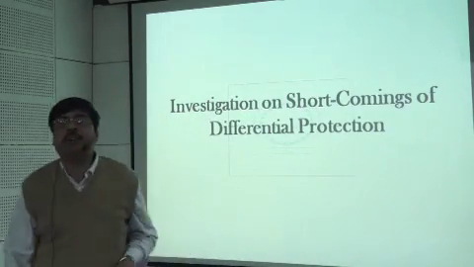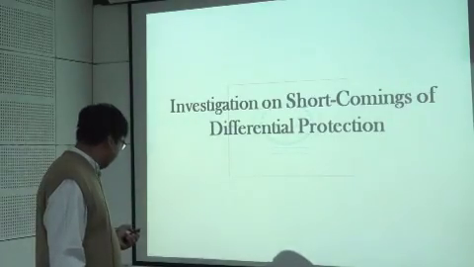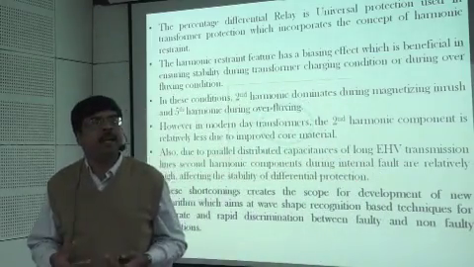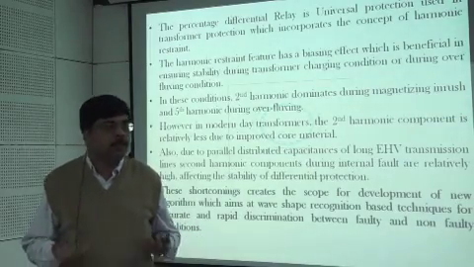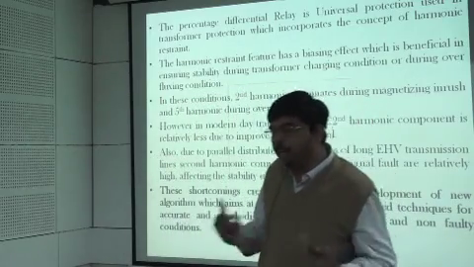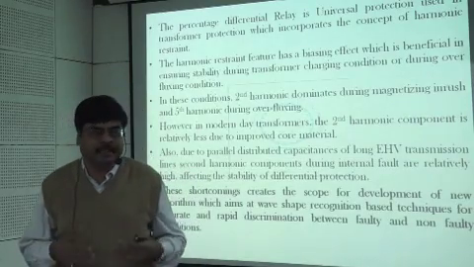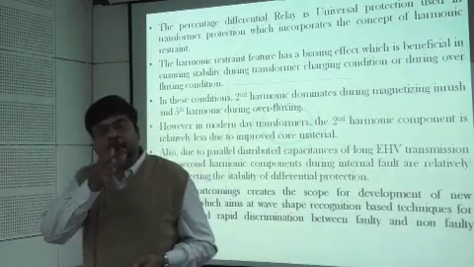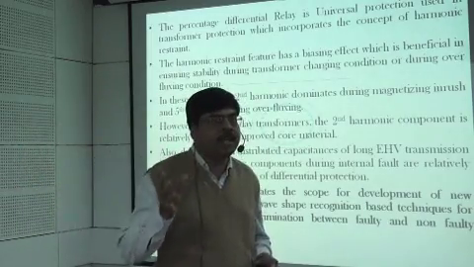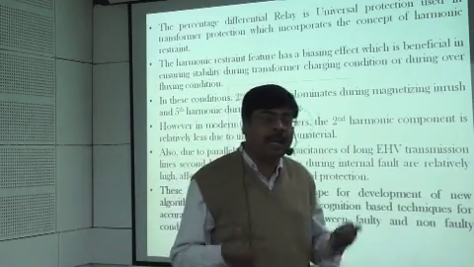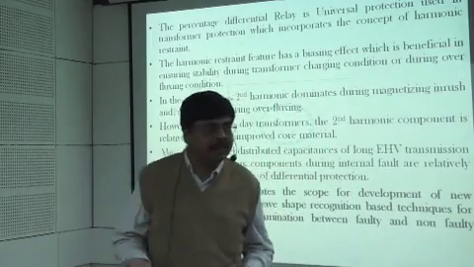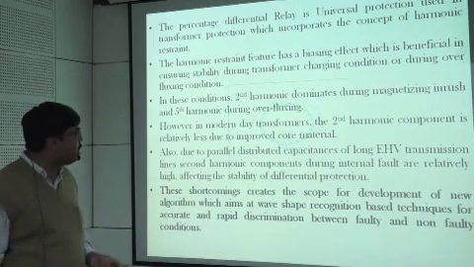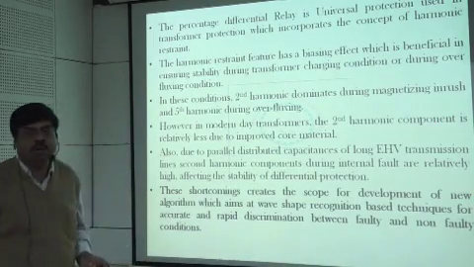Then investigations on shortcomings of differential protection. Conventionally, the percentage bias differential relay with harmonic restraint feature is used for identifying abnormal conditions like inrush and overfluxing. But in new power transformers with new core material, in view to reduce core losses, the amount of second harmonics is less. Also during fault condition when CT saturates, or when an EHVAC line is terminated by a transformer, due to the capacitance of long EHVAC lines, the amount of second harmonics in internal fault is recorded to be more than the stated limits. These shortcomings create the scope for development of a new algorithm, which aims at a wave shape recognition based technique for accurate and rapid discrimination between faulty and non-faulty conditions.